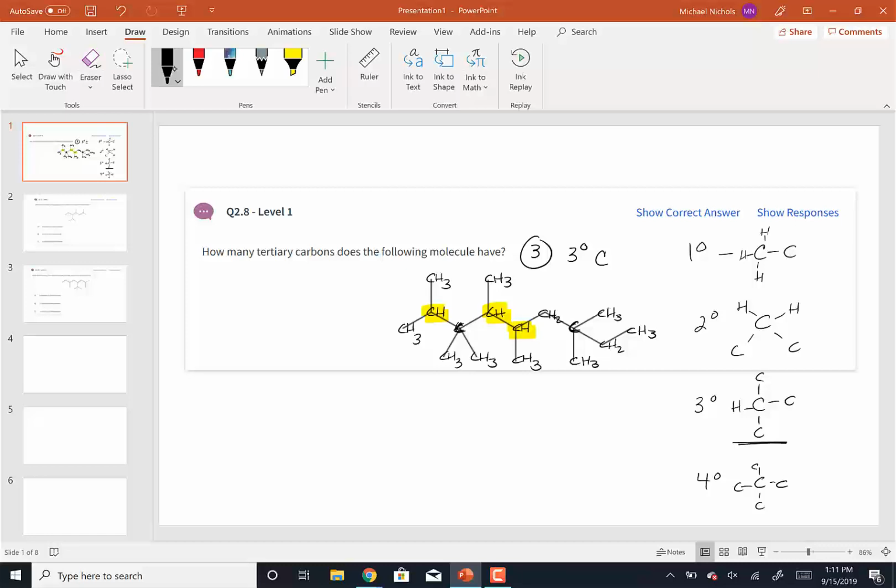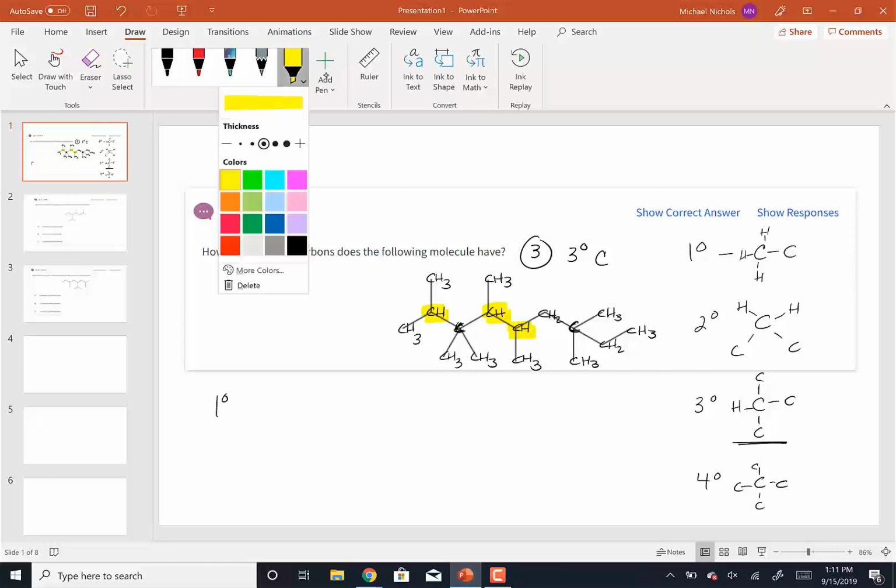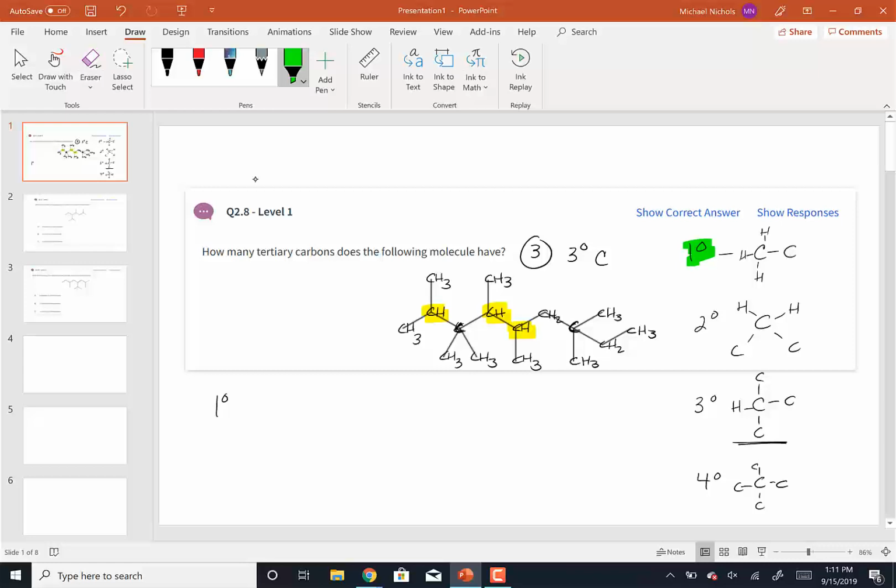Okay. Now, if you wanted to say, well, let's go through all of them. How many primary carbons are there? Let's do those in green. So a primary carbon is going to be a CH3. So there's 1, 2, 3, 4, 5, 6, 7, 8, 9. So there are 9 primaries.